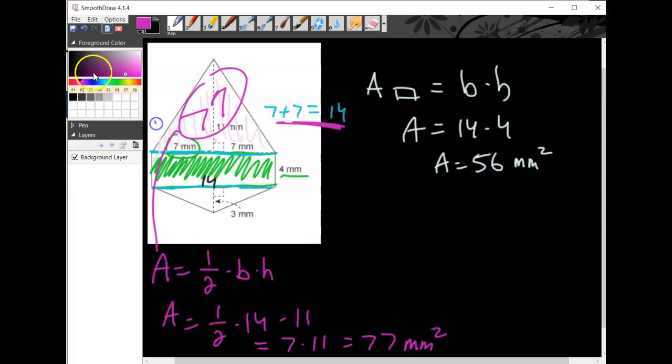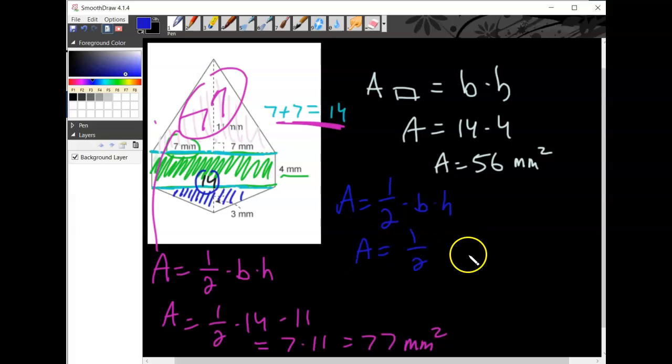Now how about the bottom one? I already have my base. I'm going to use the top of this as my base, 14. The area of the triangle is going to be 1/2 base times height. That's going to be 1/2 of 14 again. See, it has the same length base as the top triangle. 1/2 times 14, but the height is different. It's only 3 millimeters. So that's going to be 7 times 3, which is 21 millimeters squared. Now, add them all up.